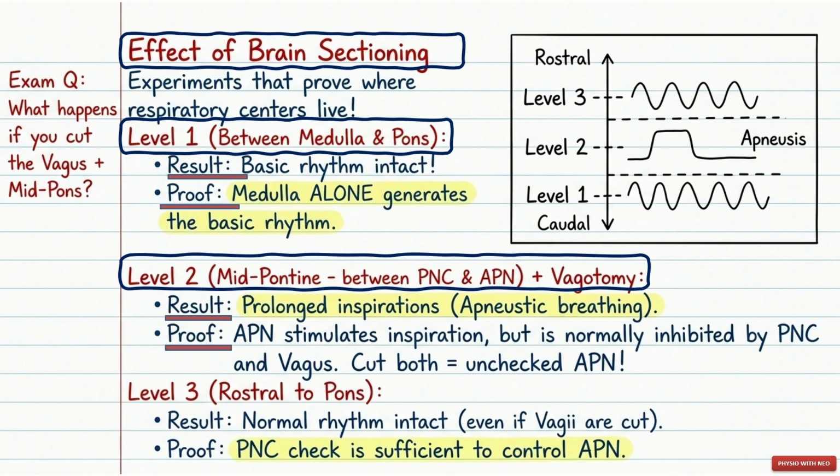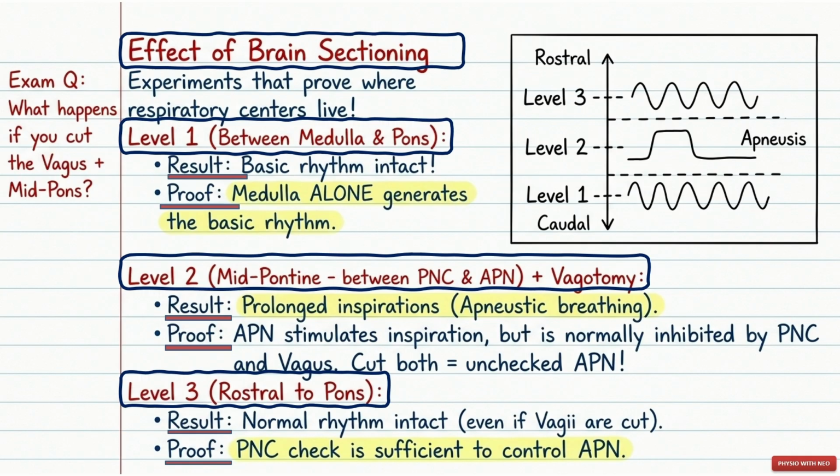Why? Because the apneustic center stimulates inspiration, but normally it is inhibited by the pneumotaxic center and the vagus. But if we cut both, the apneustic center remains unchecked and causes prolonged inspiration. And level 3, a section rostral to the pons, results in normal rhythm remaining intact. The proof is that the pneumotaxic center check is sufficient to control the apneustic center.